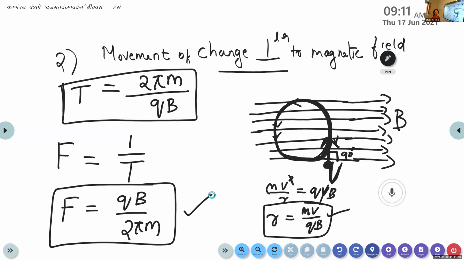Yes, ma'am. Okay. Ma'am, can you explain only how the motion becomes circular? Whenever the charged particle enters perpendicular to the magnetic field, which force is exerted on the charged particle? If the charged particle enters the magnetic field in a perpendicular way, what type of force is exerted on the charged particle?